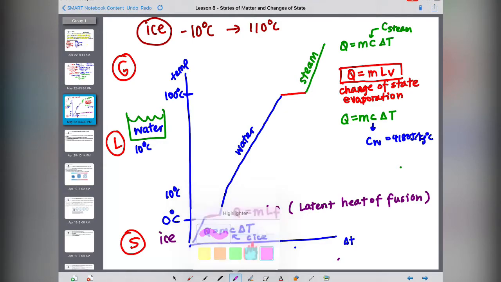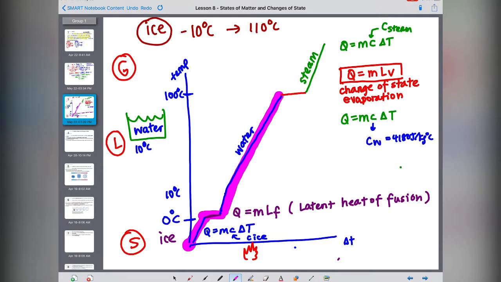I started off at negative 10, so I'm down here. I need to first bring it up until it's going to start melting. Melt it, so that's your second part of calculation. Bring the water all the way up to 100, evaporate the water, and then finally calculate how much heat it takes to heat up the steam for another 10 degrees Celsius. So the key thing is that you need to know the melting point and the boiling point for the different substances.